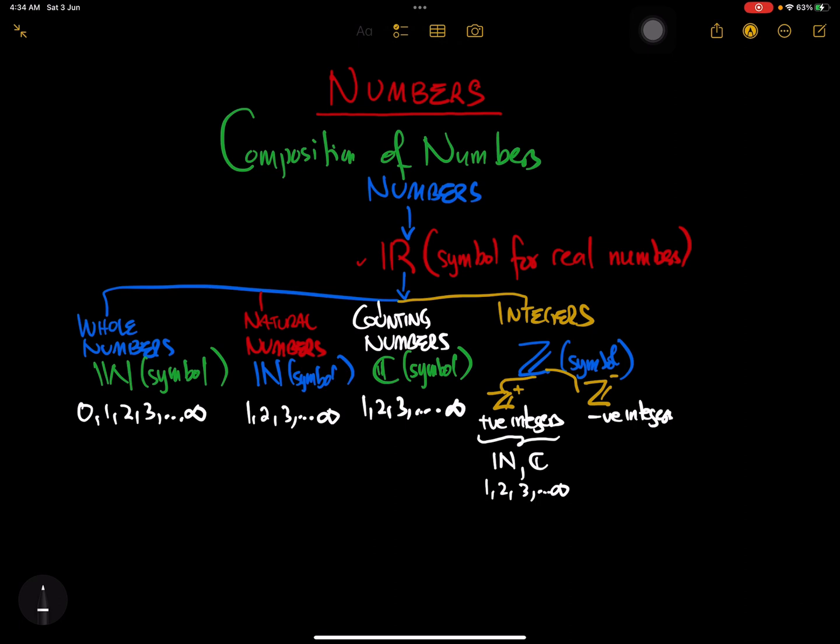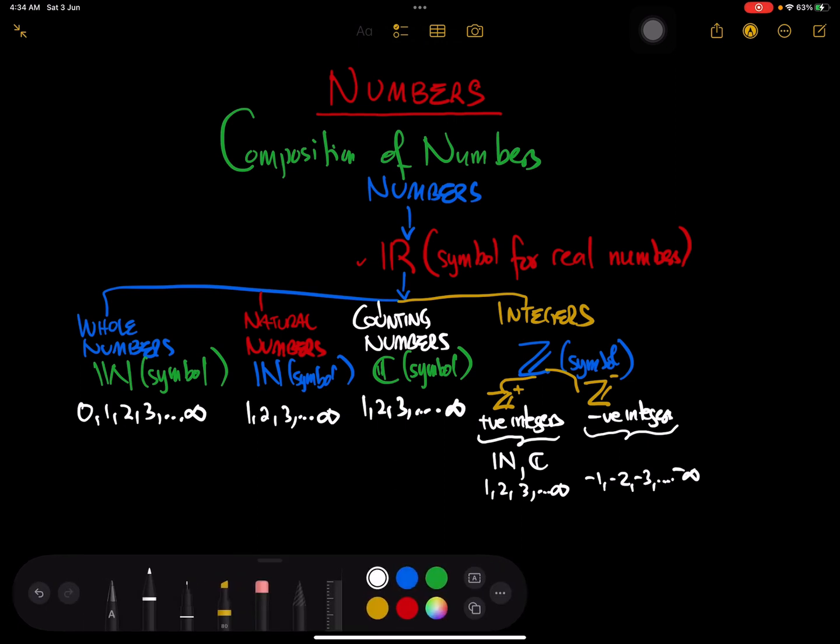And then you have the negative integers, starting from negative 1, negative 2, negative 3, up to negative infinity, like that.